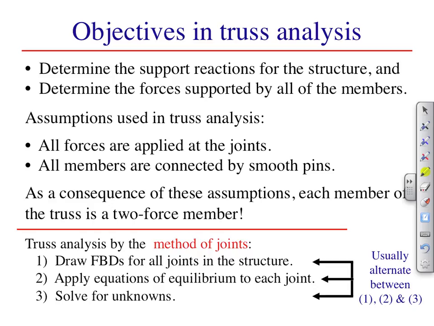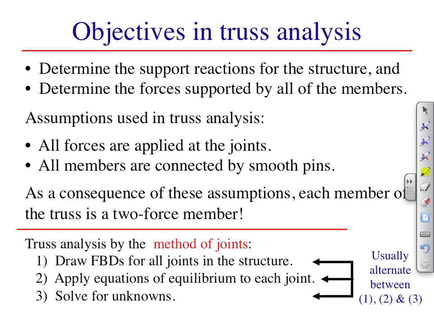We can impose equilibrium on the whole structure, in which case we're solving for reactions. We can impose equilibrium on the smallest unit of the structure, a joint, or we can impose equilibrium on a subset of the structure. In the former case, we use an approach called the method of joints, and in the latter case, we use an approach called the method of sections. In all cases, though, what we're doing is imposing equilibrium.